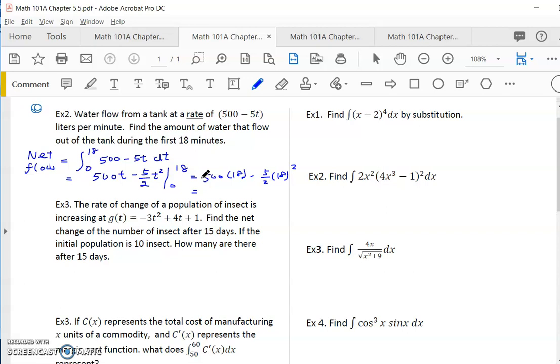Is it the correct answer? We can use decimals to check.